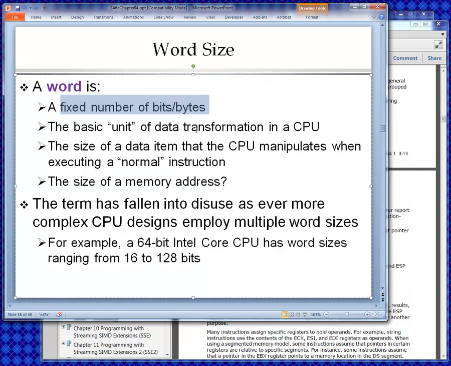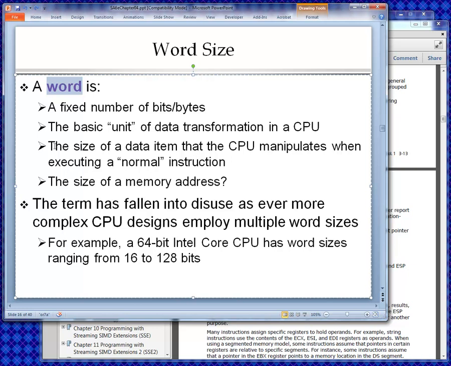So a word might be 8 bits, or it might be 16 bits, or it might be 32 bits. It's almost always a multiple of 8. What is it from the point of view of the CPU? Well, it's a unit of data transformation. So if the ALU is going to add together two numbers and generate a third one, each of those input numbers and the output number is typically going to be a word. And so all three of those, of course, are going to be the same size.